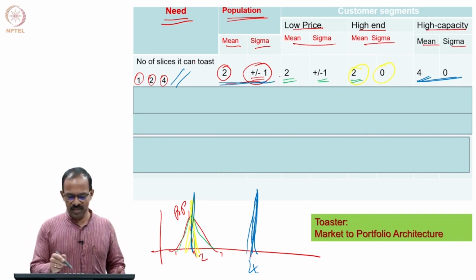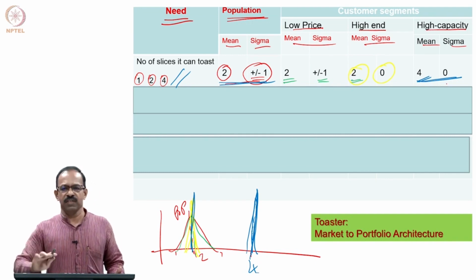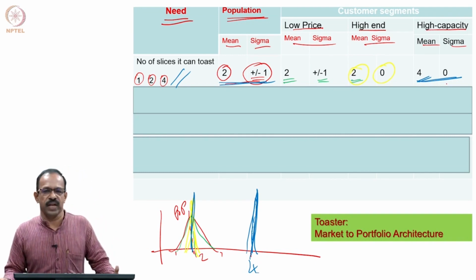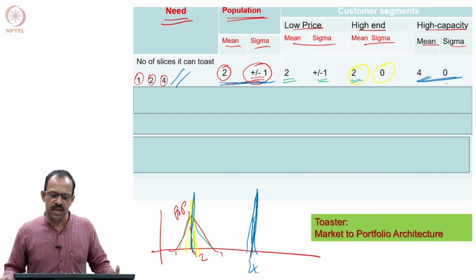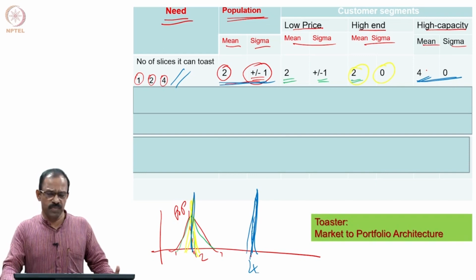So, this is the case for the number of slices, and the overall population is 2 plus or minus 1. You can see that the low price and high end will be happy with 2, but high capacity will not at all be happy with a 2 slice one. They do not really want 2 slices, they want only a 4 slice product, which is very obvious because they are into serving a larger number of customers and they would like to have high capacity for the product. So, now let us look at the other things.